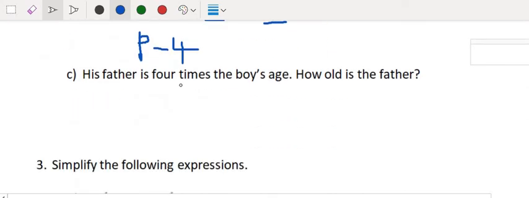His father is 4 times the boy's age. So times means we need to multiply. The age of the boy is P and his father's age is 4 times, so we just write 4 into P, that is equal to 4P. So that is the age of his father.